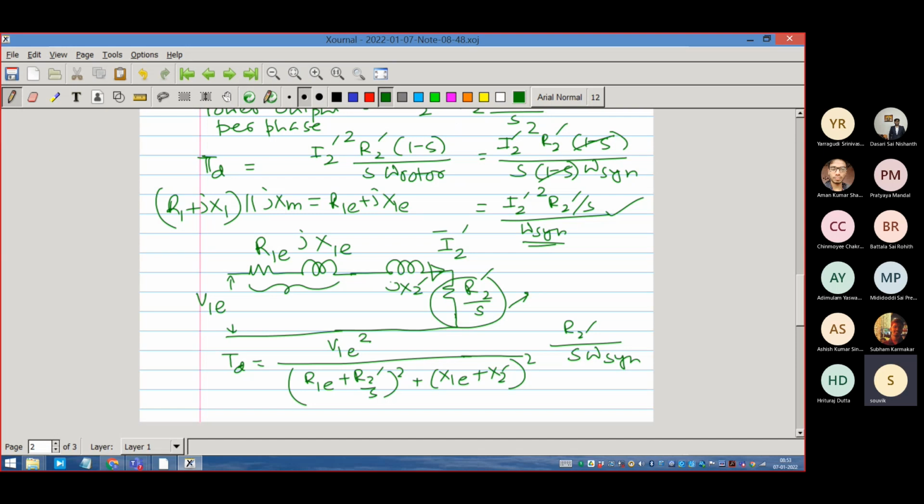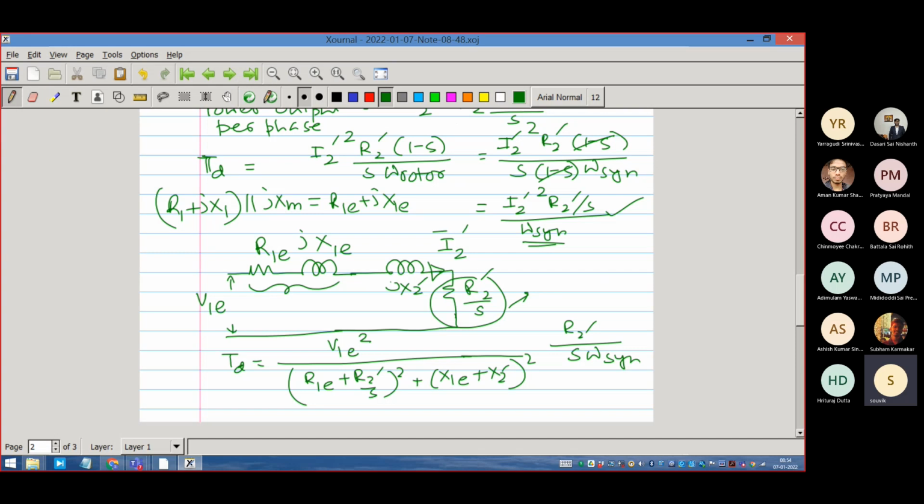Maximum torque development is not happening when maximum power is transferred to I2 dash square into R2 dash into (1 minus S) by S, not to the resistance representing the mechanical load, but the resistance representing the total rotor load, the rotor equivalent resistance. Rotor resistance is R2 dash. R2 dash by S is the equivalent resistance. So maximum torque is developed when maximum power transfer happens into the equivalent resistance R2 dash by S. By looking at the expression, we can conclude that.